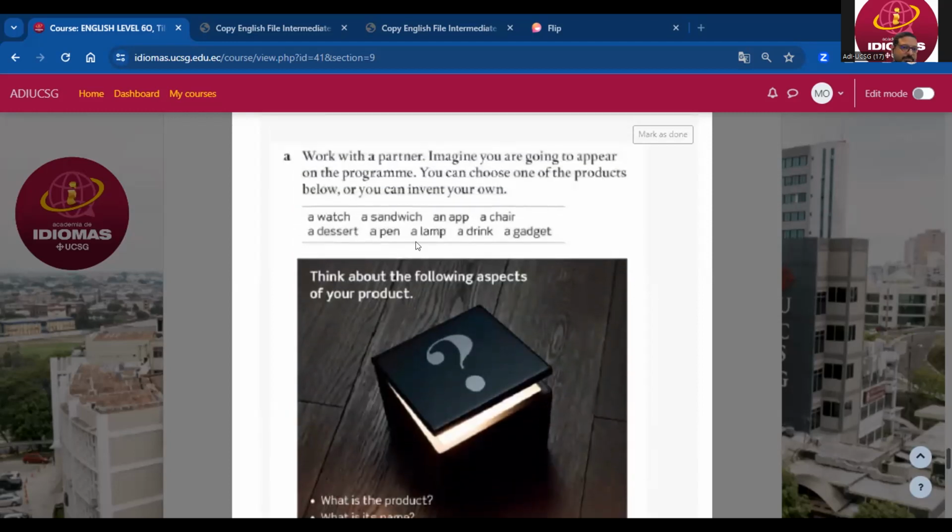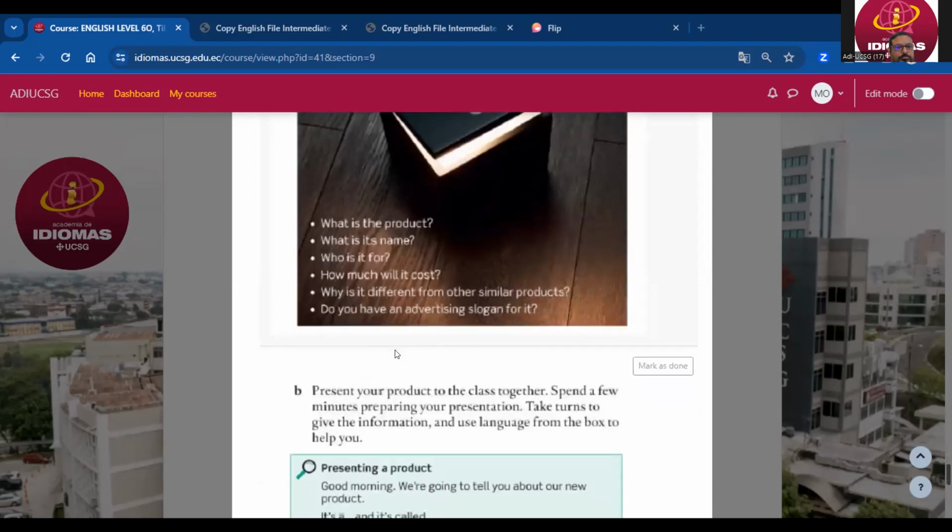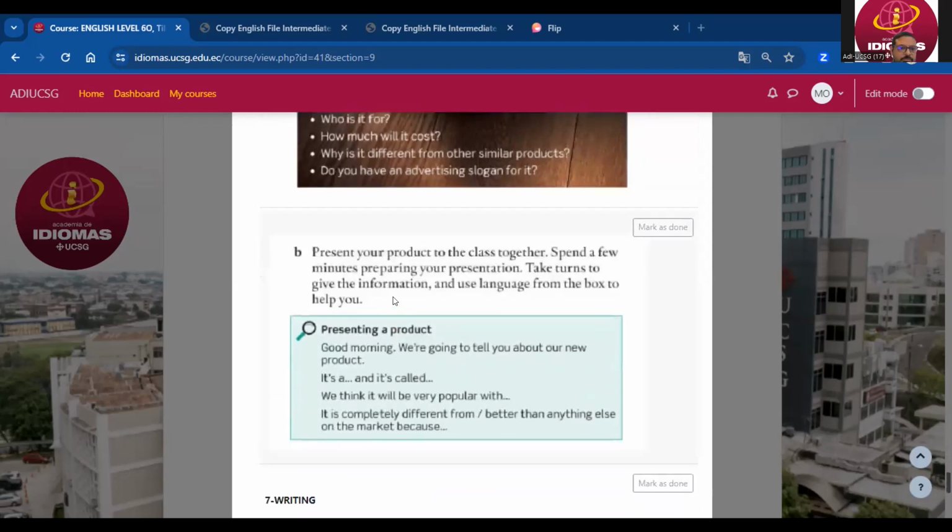So first, if you want, select one of the examples in here. Then we're going to answer this, okay? And what we're going to observe is similar to this. Present your product to the class together. Spend a few minutes preparing your presentation. Take turns to give information and use language from the box to help you.